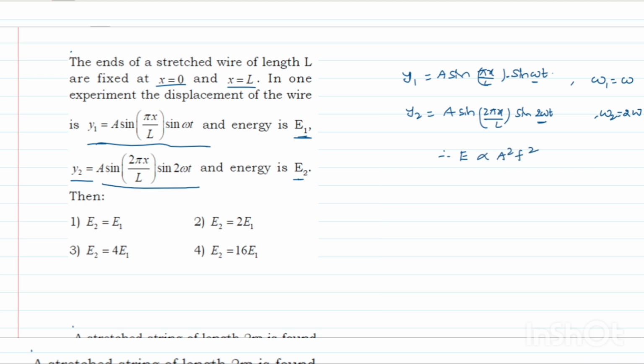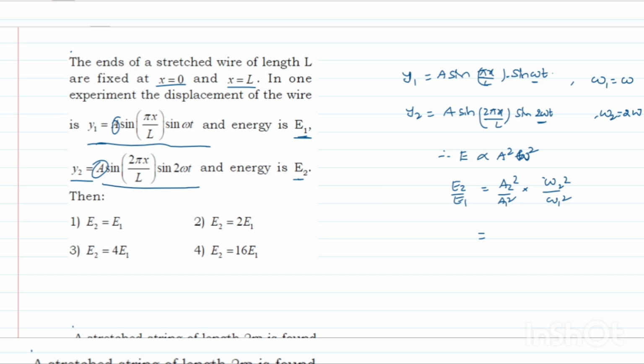The energy relation in stretched strings is E directly proportional to A square f square. It's nothing but E2 by E1 which will be equal to A2 square by A1 square into the frequency ratio, or else here we can relate omega also, students. Omega square you can take, omega also you can relate. Here omega 2 square by omega 1 square. The initial amplitude is A, and here also it's given as A.